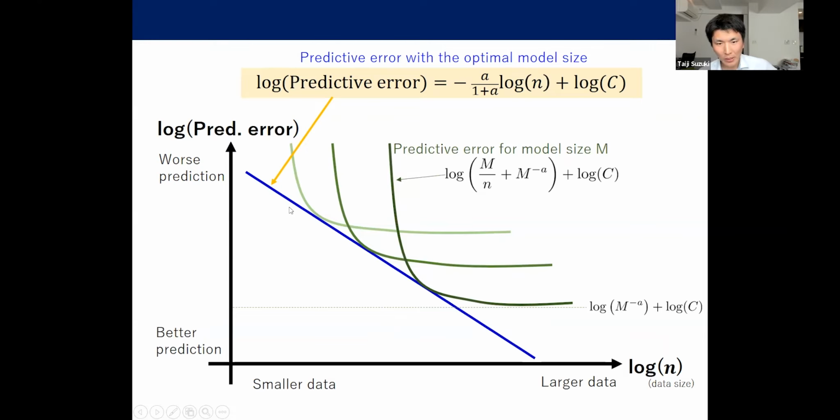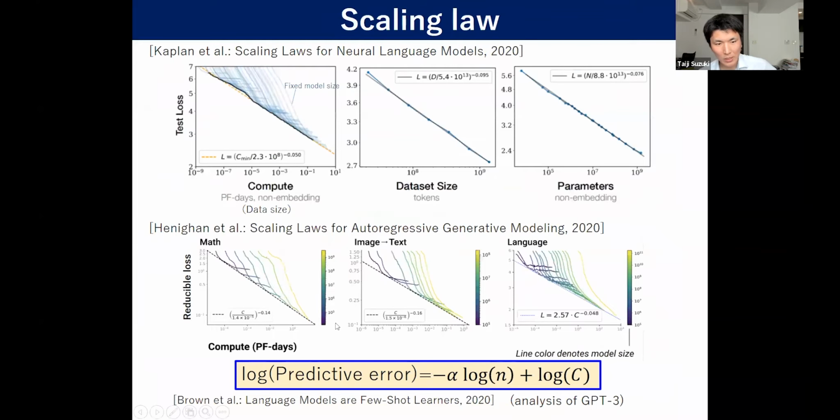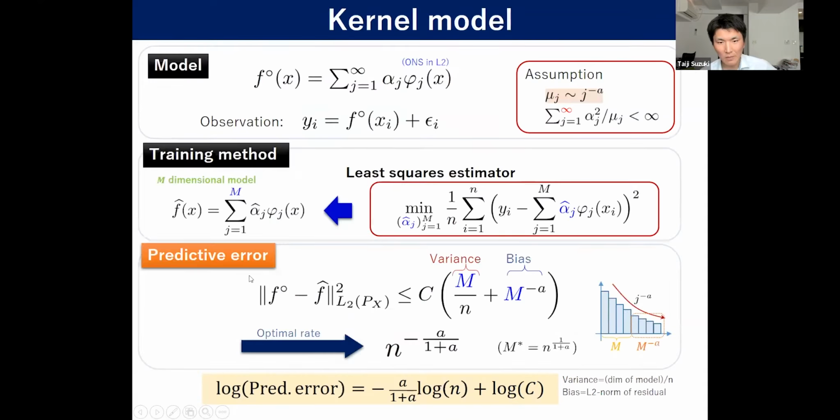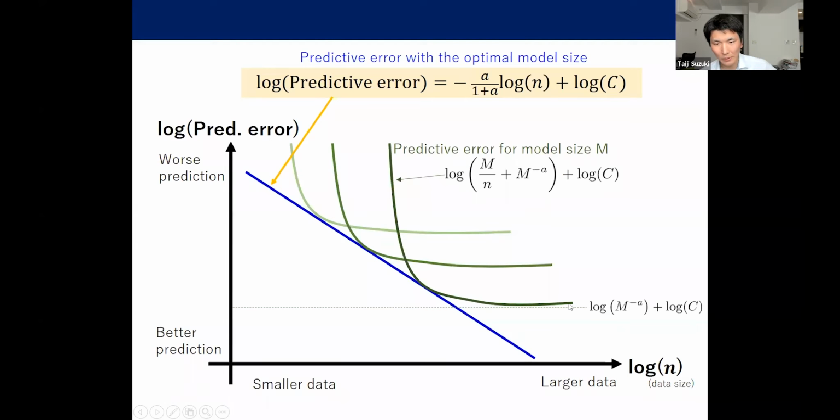Okay, so remember that in the experimental results, we see this kind of curve, and we have a linear envelope for the log of predictive error. For fixed model size, we see this curve. So this kind of curve is very similar to this curve. Therefore, classic statistical learning theory and a very simple linear model can already explain the scaling law.